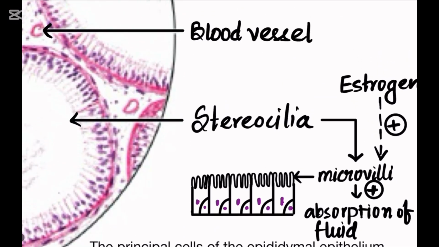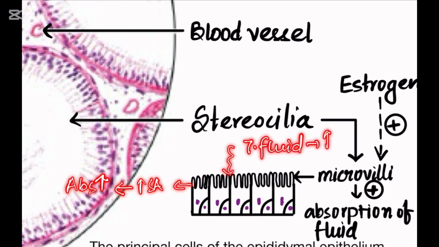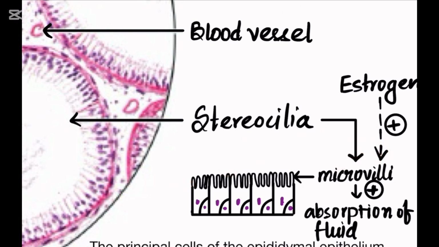Okay, since there are microvilli, they are there in order to increase surface area. Surface area increment is required in order to increase absorption. What is getting absorbed here? Testicular fluid is getting absorbed here. Why? In order to increase the concentration of sperm. Why? In order to prevent sterility. How does it take place? Estrogen receptors get activated by estrogen, and the microvilli get activated and the absorption of fluid takes place.